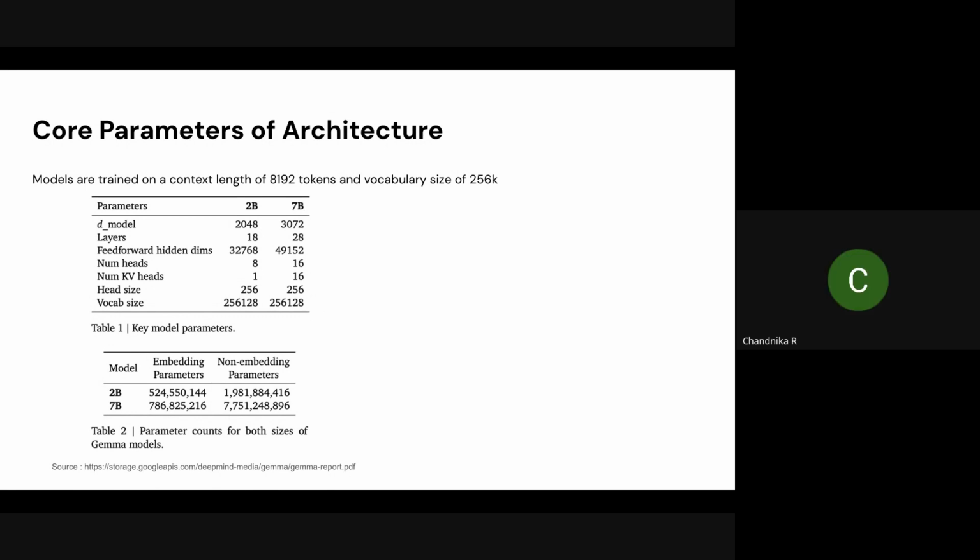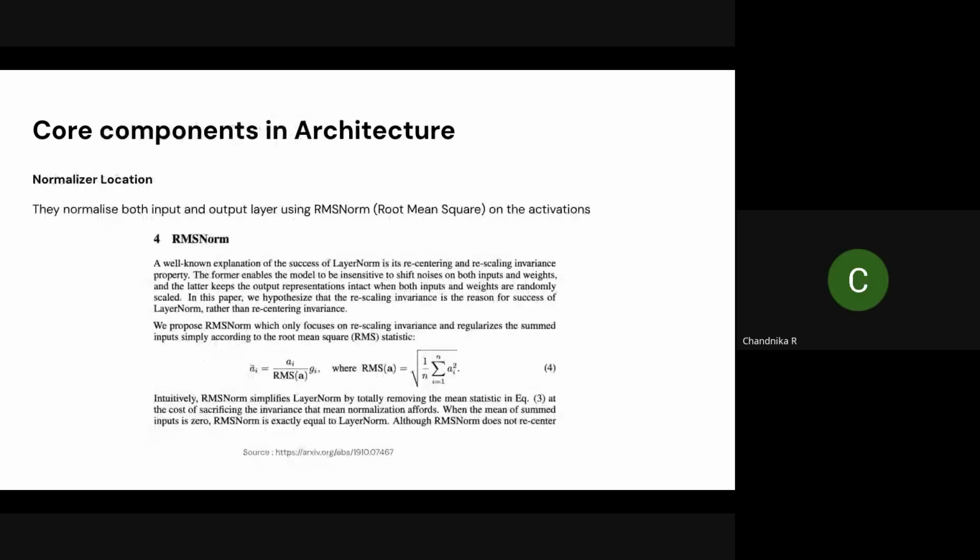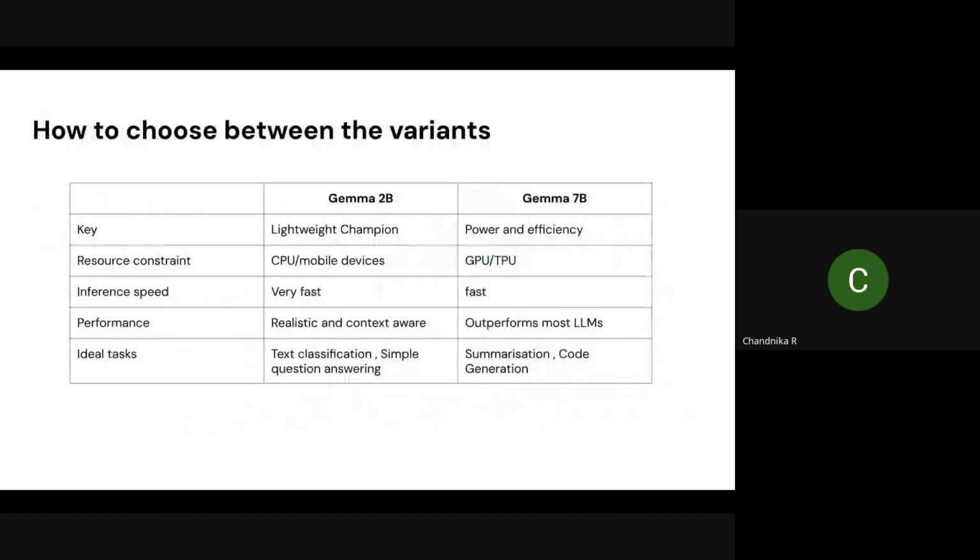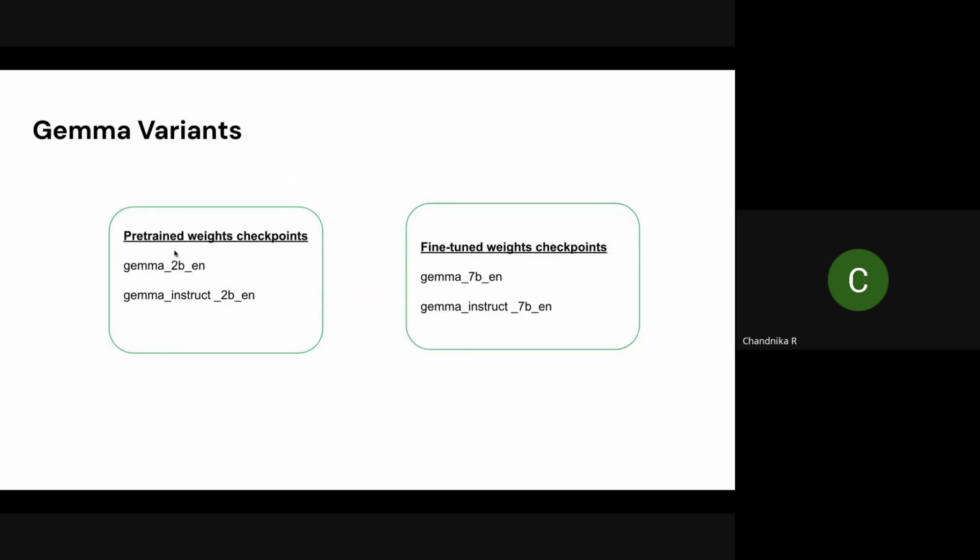Your voice is breaking a little for me. Are you asking within Gemma, or comparing with Gemini? Within Gemma. Okay. As we saw here, Gemma has four checkpoints. Gemma 2B English and Gemma 7B English fall under pre-trained, and Gemma Instruct 7B and 2B fall under fine-tuned.